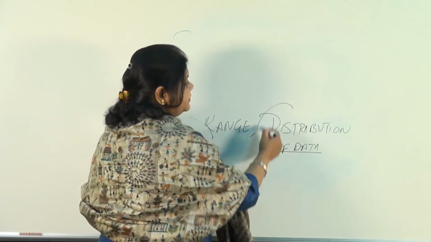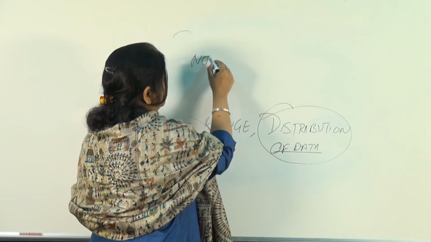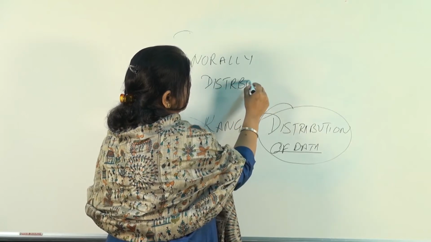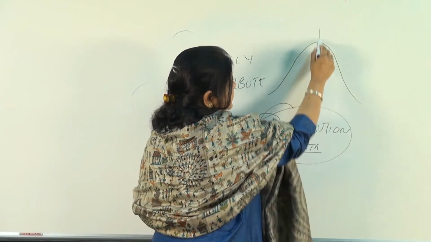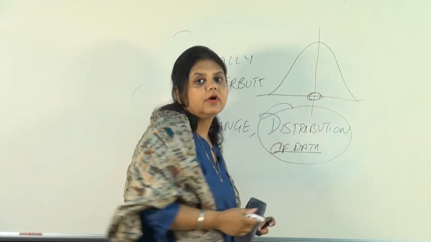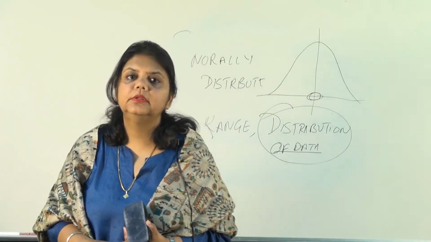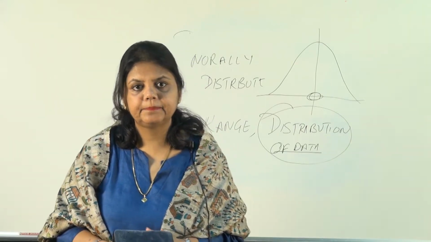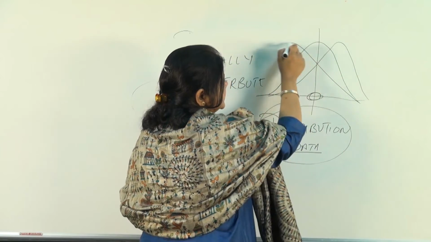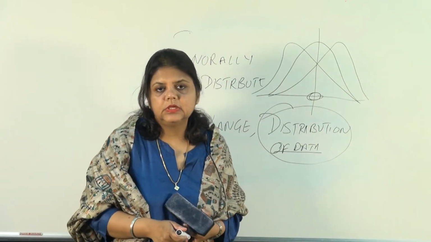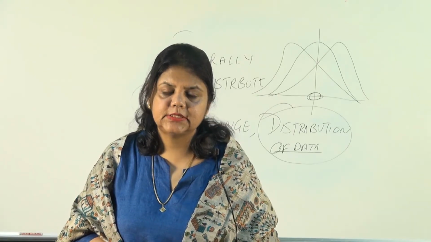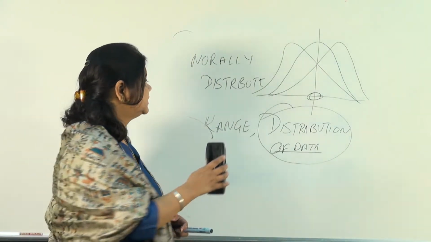And when we talk about distribution of data, we have normally distributed data, something like this, wherein all the values lie across the average or the mean of the data. The data can be skewed also, something like this or something like this. So this is what we know as descriptive statistics, where we use these concepts.